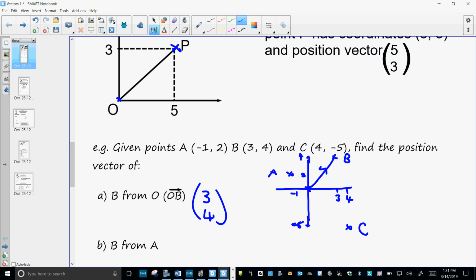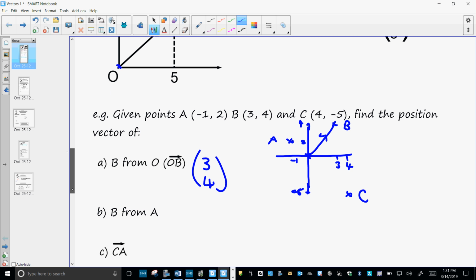Now, B from A is a bit more challenging because we're starting at A. We're ending up at B, and this is where we were talking about the paths. We have to travel the path that we know. We don't know how to get from there to there directly. So what we have to do is go to the center, going that direction and then out to B.